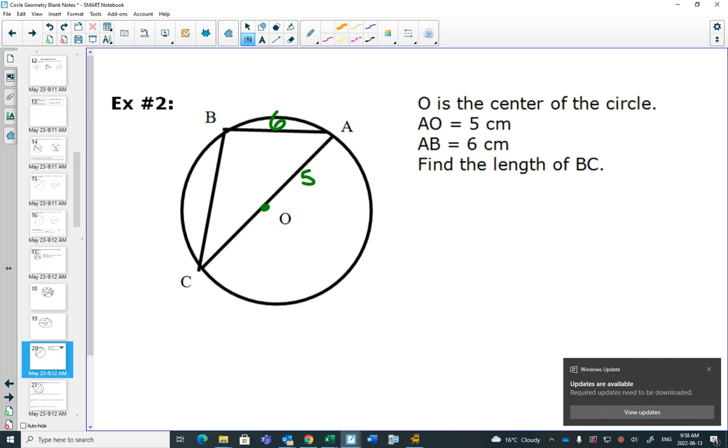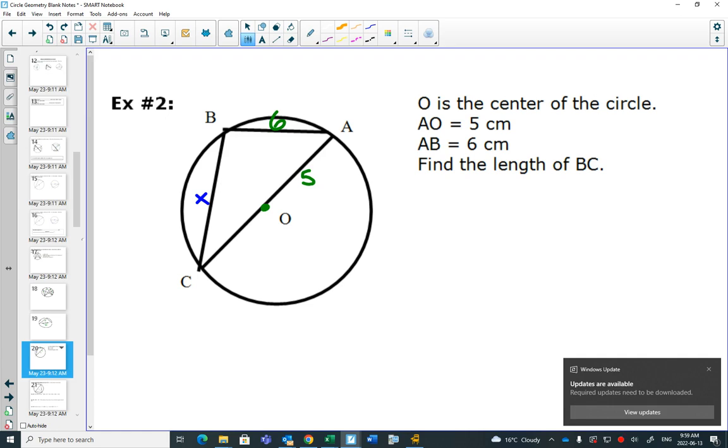And I want to find B to C, so I'm going to put an X there to represent that that's what I don't know. The top from A to B is 6. From A to O is 5. And we need to find from B to C.